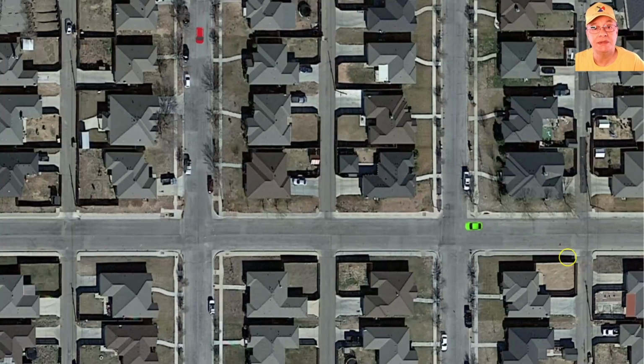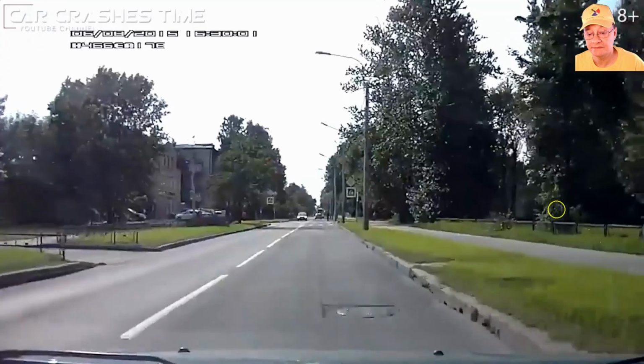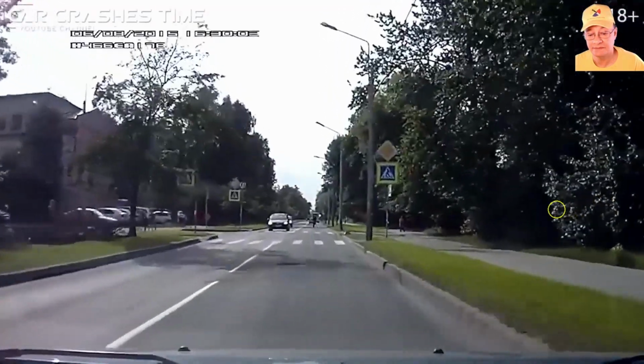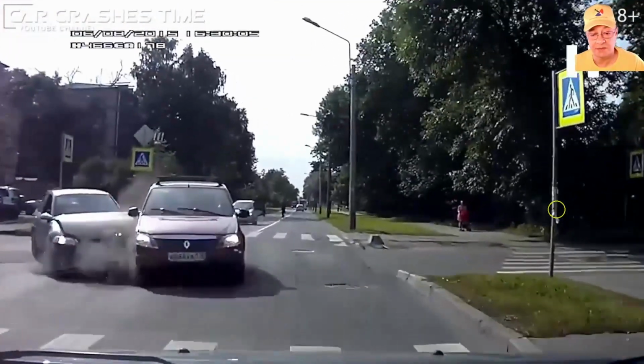In our last clip, what we're having a look at is a driver that is approaching the intersection at too high a speed, realizes there is an intersection, tries to slow down, but because of his speed overshoots into the intersection, into the path of oncoming traffic. And there we go. Driver from the side overshooting into the intersection.